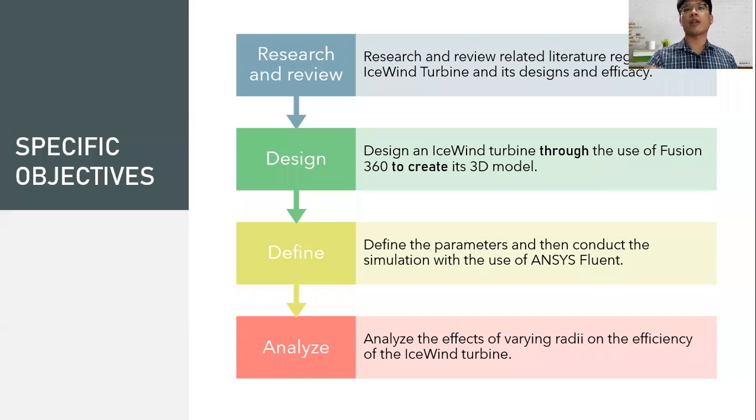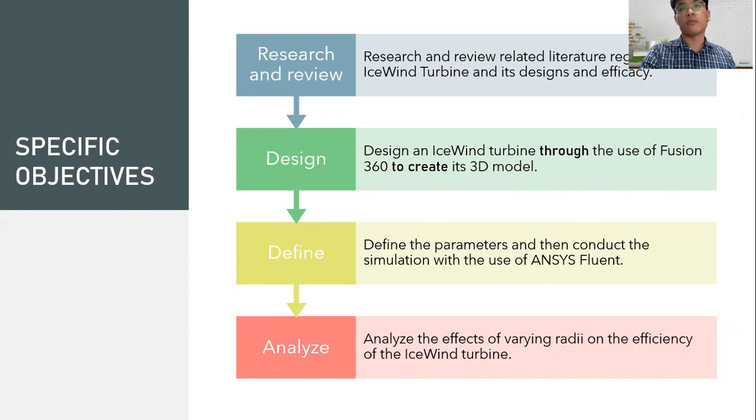For the specific objectives, the first part is to research and review related literature regarding IceWind turbine and its designs and efficacy. Next is to design an IceWind turbine through the use of Fusion 360 to create its 3D model. Next is to define the parameters and then conduct the simulation with the use of ANSYS Fluent. And finally, to analyze the effects of varying radii on the efficiency of the IceWind turbine.